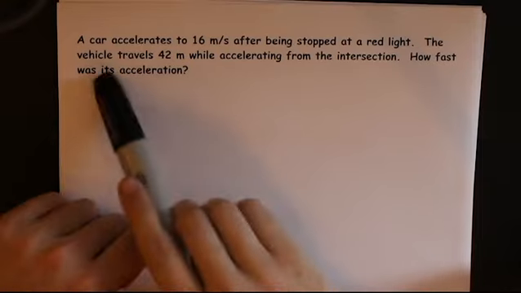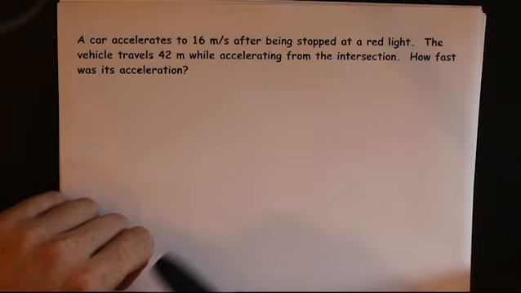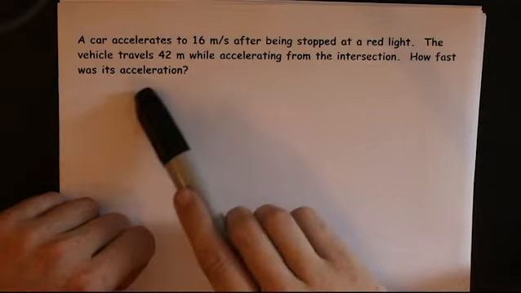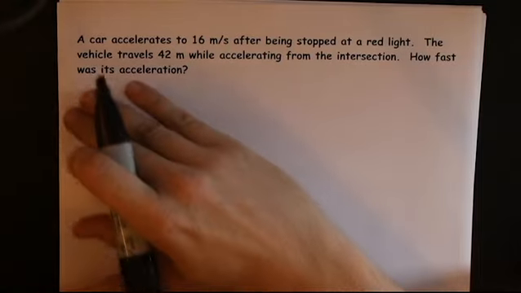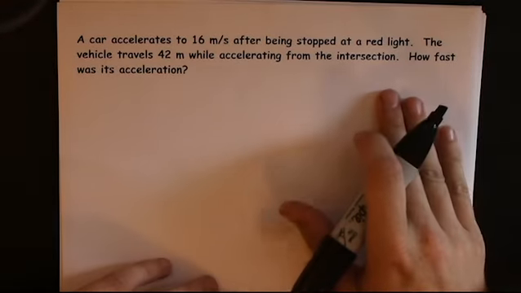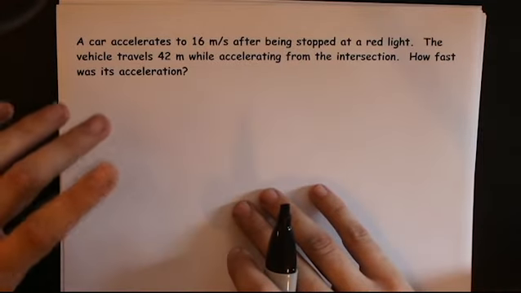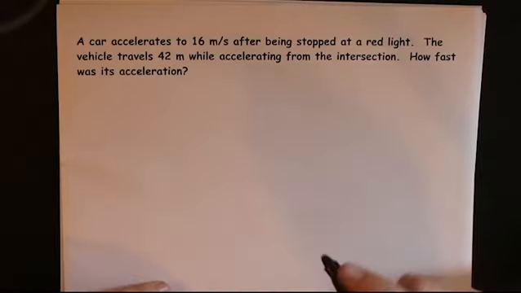It says a car accelerates to 16 meters per second after being stopped at a red light. The vehicle travels 42 meters while accelerating from the intersection. How fast was its acceleration? So the first thing you always want to do is make a list of everything that the problem gives you. And I always like to make a nice list over here. It's always good to do that to keep track of all the information that's given to you in a problem, because sometimes there's a lot of information and it's good to just break it down into a nice little concise list to keep everything organized.